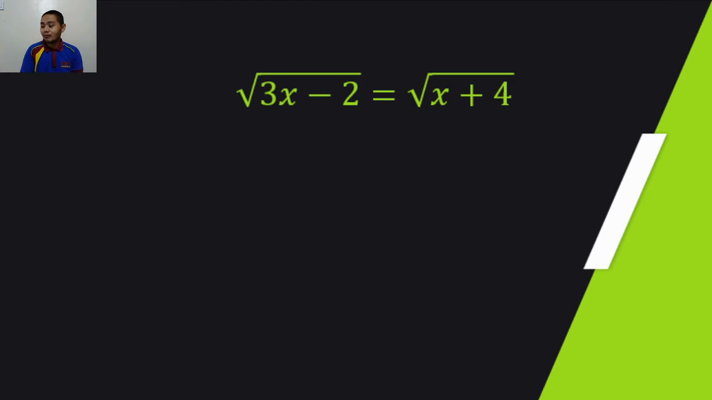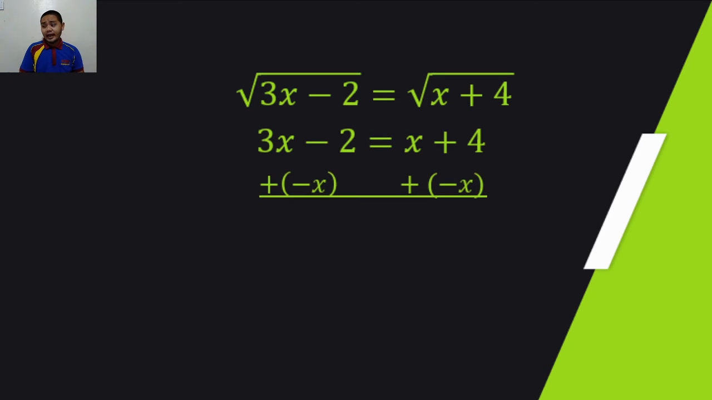Bakit? What we're going to do here is we will just simply square both sides of the equation. So mangyayari niyan dito, this will become 3x minus 2 is equal to x plus 4. So again, solving for the value of x, gagawin ko niyan dito, I'm going to add negative x on both sides of the equation para ma-eliminate ko yung x sa right side. So this will become 2x minus 2 is equal to 4.